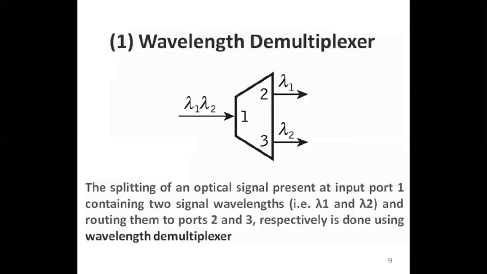So you have a wavelength demultiplexer. It's very easy to see what this demultiplexer is doing. We have a signal which is a combination of two wavelengths, lambda 1, lambda 2. And the demultiplexer's job will be to split them into two parts, lambda 1 and lambda 2.